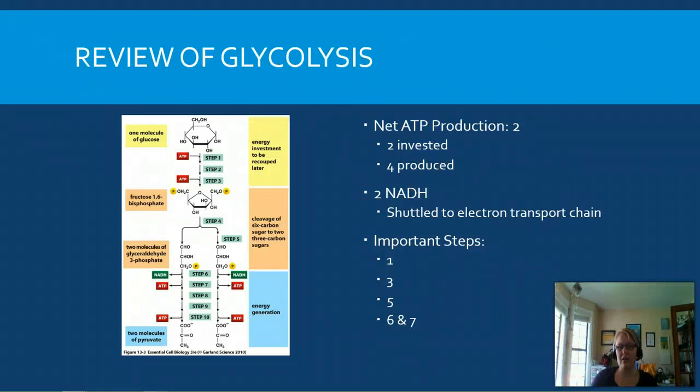But those are the stages that you need to understand how they work, because these are setting up the groundwork for future events down the way. So this is the end of glycolysis. In the next topic, we're going to talk about the citric acid cycle. So as always, review your objectives and let me know if you have any questions about this part of chapter 13.